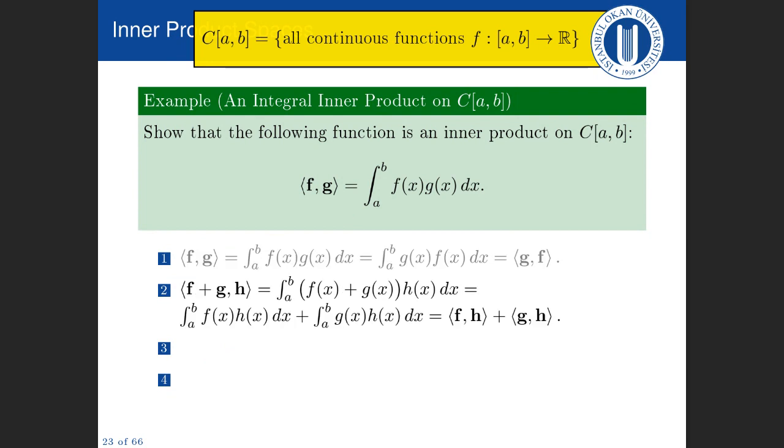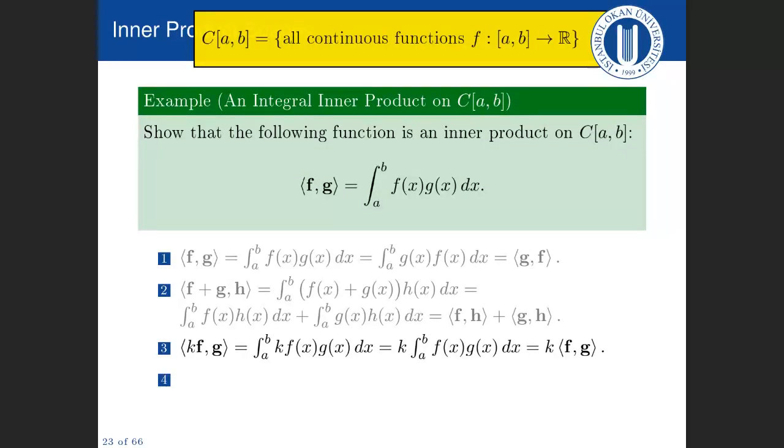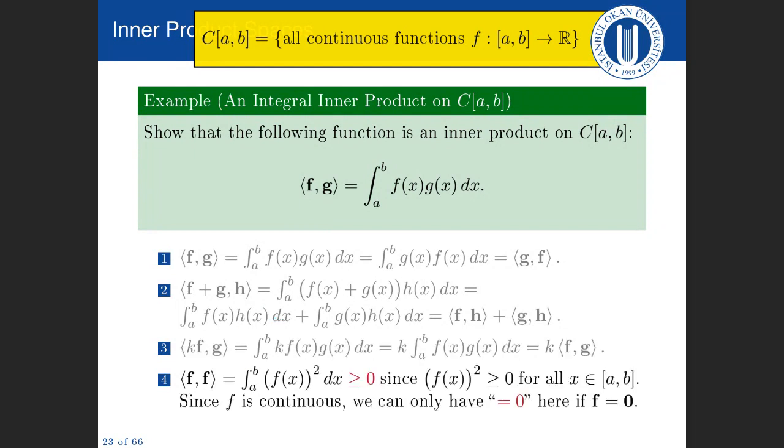Likewise, rule number 2, we'll just use the formula and what we know about integrals. We know if we have a plus inside an integral, we can split the integral just there. So the inner product of f plus g and h must be the same as the inner product of f and h plus the inner product of g and h. Axiom number 3, straightforward again. Why? Because if we have a number k inside an integral, we can just take it outside. So the inner product of kf and g must be the same as k multiplied by the inner product of f and g. And then finally, axiom number 4.